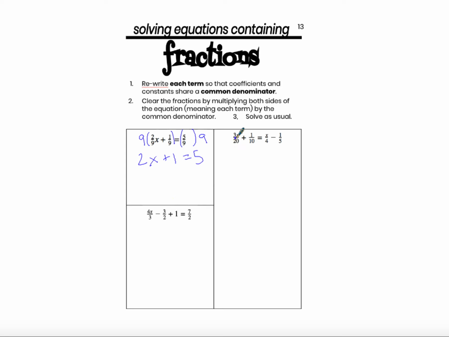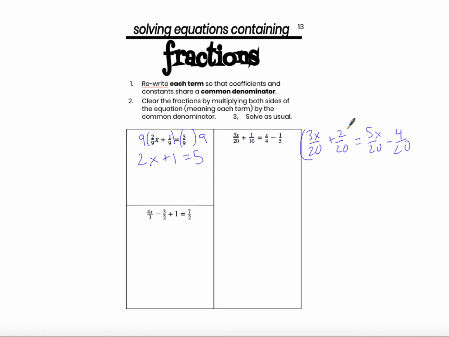Okay, normally, however, the fractions are not already given to you with a common denominator. And in that case, you need to rewrite each term to share the common denominator. So 20, 10, 4, and 5, the common denominator is going to be 20. So 3x over 20. Multiply this one, top and the bottom, by 2 over 2. So I have plus 2 over 20. Multiply this by 5 over 5. I can multiply it by 5 over 5, which is just 1, which is 5x over 20. And then multiply this by 4 over 4, which is 4/20.